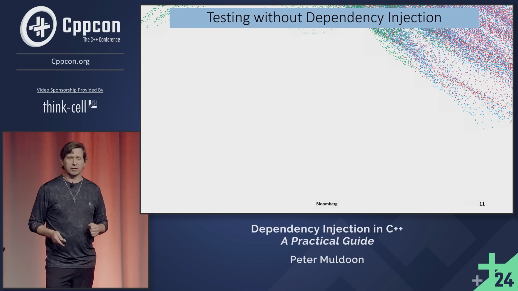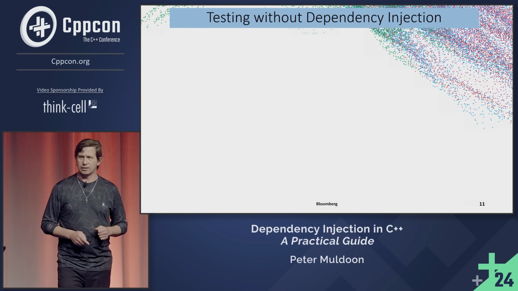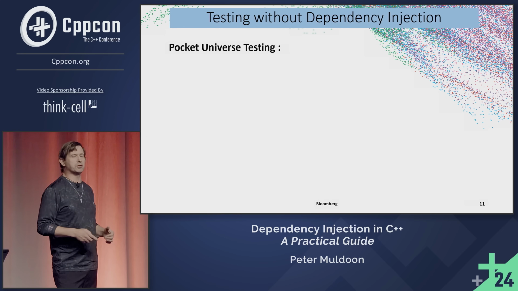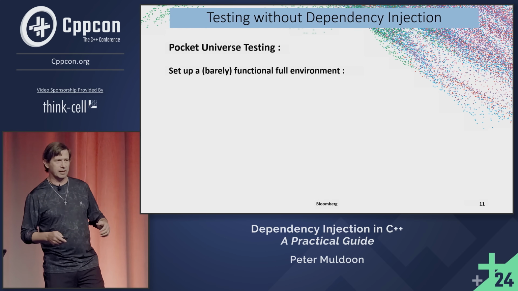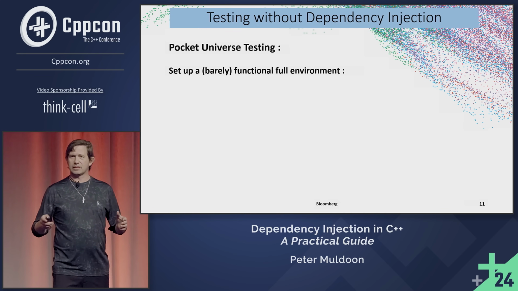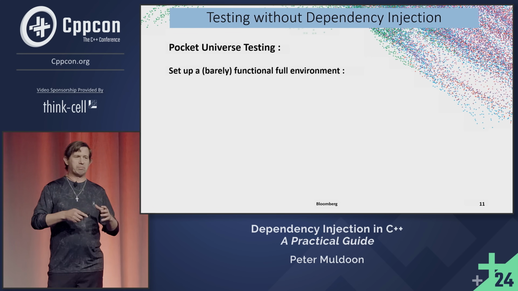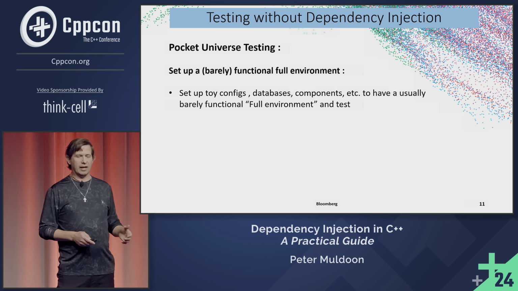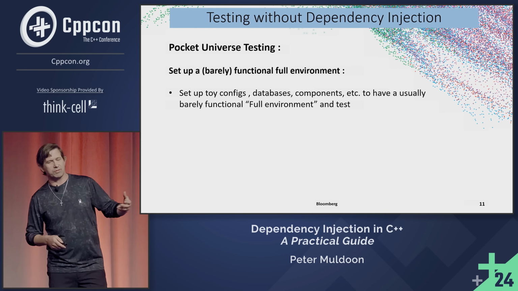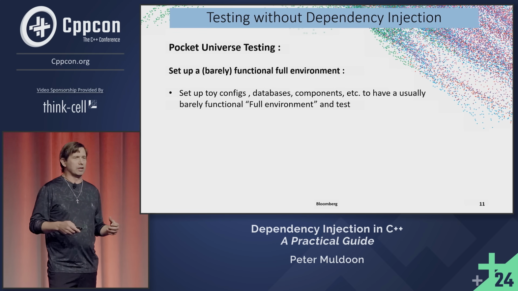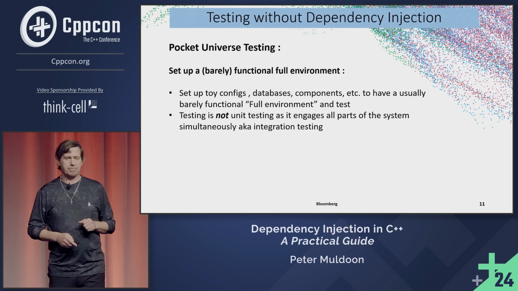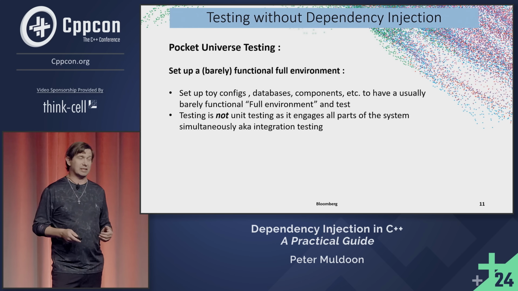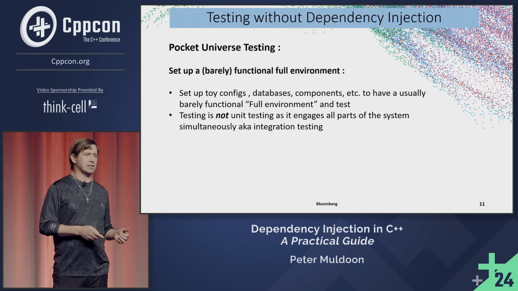So let's talk testing without dependency injection, which is where the code base I was in originally started out. We do what I call pocket universe testing. What does that mean? Well, we set up, usually in a unit test directory, a barely functional environment where your whole test is brought up. So you've got toy databases, maybe a toy server or router to play with, and you get this full environment up. But when you do testing of this, it's integration testing. And although integration testing has a place, it doesn't take the place of unit testing.